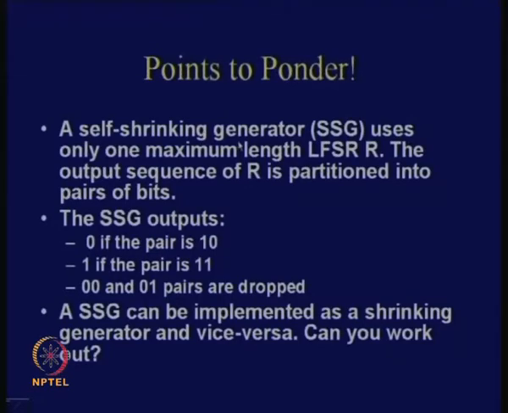There is something called a self shrinking generator or SSG. What it does is as follows: it uses only one maximal length LFSR R. The output sequence of R is partitioned into pairs of bits. Depending upon whether your pair is 1 0 or 1 1, you produce 0 or 1. If the pair is 0 0 or 0 1, then you drop. This SSG can be implemented as a shrinking generator and vice versa, that is, a self shrinking generator can be implemented using 2 LFSRs in the shrinking generator topology. You can try to work it out.